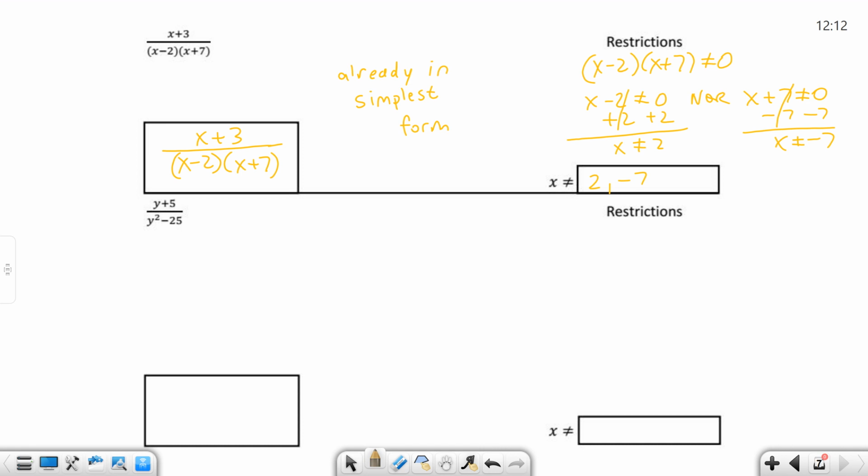So then y plus 5 over y squared minus 25. Here I have this fraction. All I care about is the denominator when I talk about the restrictions. So I'm going to come over here, y squared minus 25, and say it can't be 0.